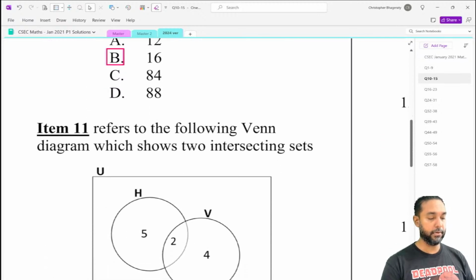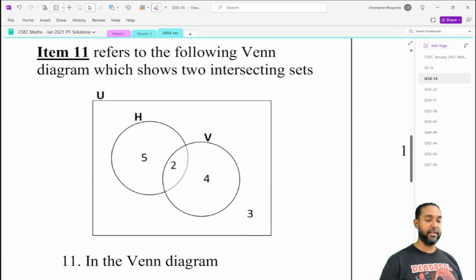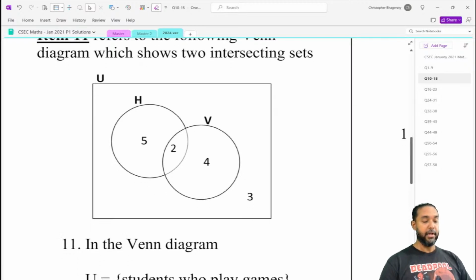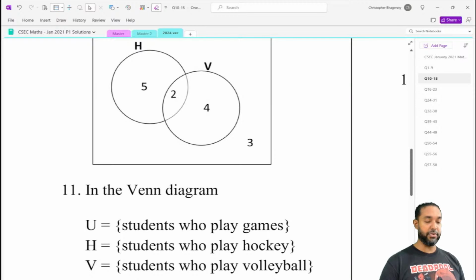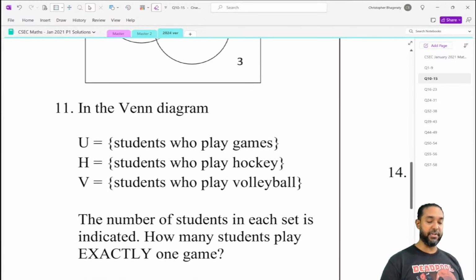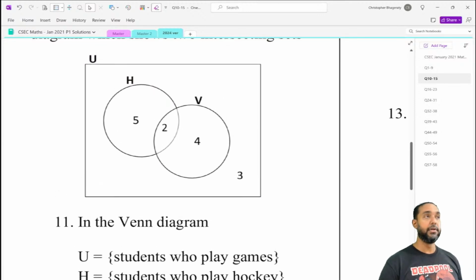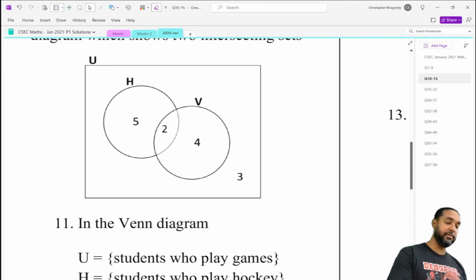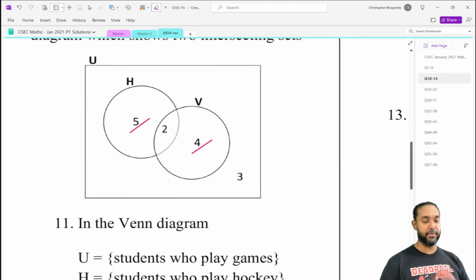Sorry. All right. Item 11 refers to the following Venn diagram, which shows two intersecting sets. So 5 with H only, 4 with V only, 2 are in the intersection, and 3 on the outside. In the Venn diagram, U is the universal set, students who play games. H is hockey, V is volleyball, and of course you have people who play neither hockey nor volleyball. So the number of students in each set is indicated. How many students play exactly one game? Number who play hockey only is 5. Volleyball only is 4. 5 and 4 is 9.